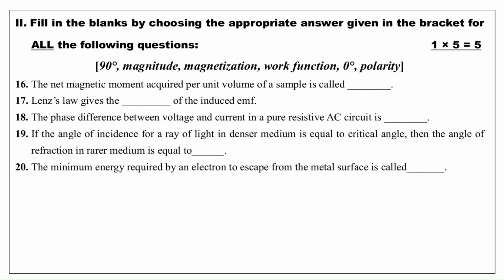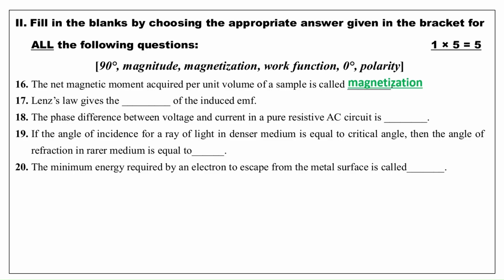Next. Fill in the blanks by choosing the appropriate answer given in the bracket for all the following questions. Each carries 1 marks. 16. The net magnetic moment acquired per unit volume of a sample is called dash. Answer is magnetization.